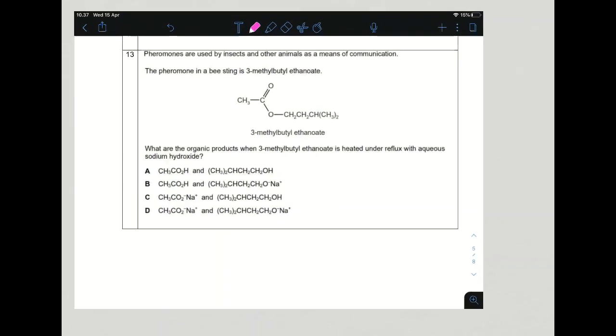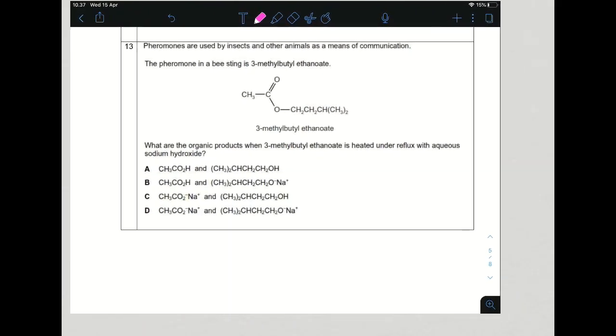For the next question, you have pheromones, which are used by insects and so on. They are asking what the organic products are when this particular molecule is heated under reflux with aqueous sodium hydroxide. When you heat it, you can see this is an ester, so we are talking about a hydrolysis reaction. You are breaking the ester into the respective carboxylic acid and the alcohol.